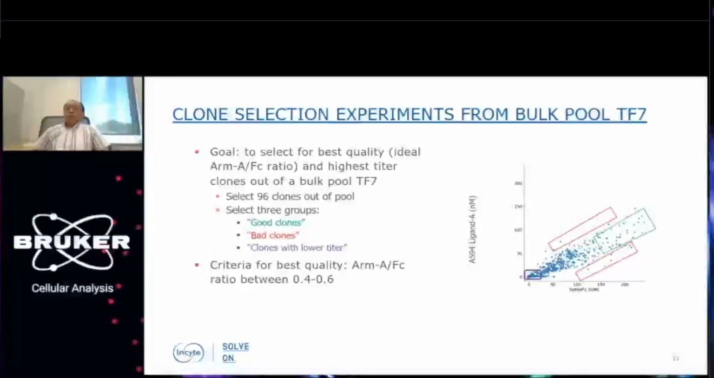We selected 3 groups. Good clones are indicated by the gray red rectangle. Bad clones are indicated by the 2 red rectangles. Clones with lower titer are indicated by the purple rectangle. The criteria for best quality is defined as an MA to FC ratio between port 4 and port 6. The criteria come from our historical data.